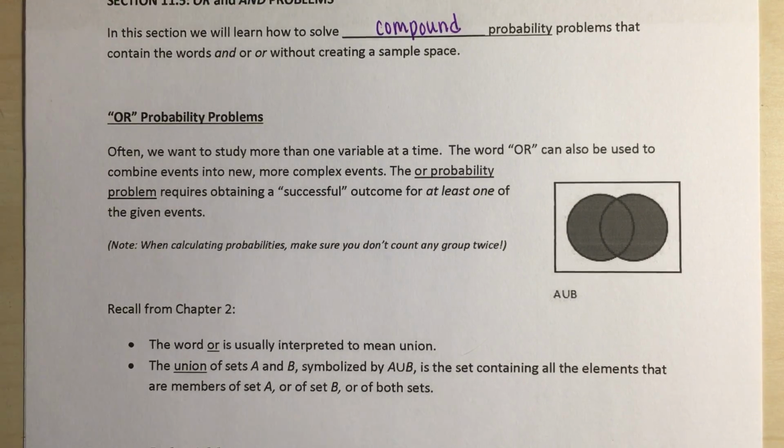Often we want to study more than one variable at a time. The word "or" can be used to combine events into new, more complex events. The "or" probability problem requires obtaining a successful outcome for at least one of the given events. And one little note here: when calculating probabilities, make sure we don't accidentally count any group twice.